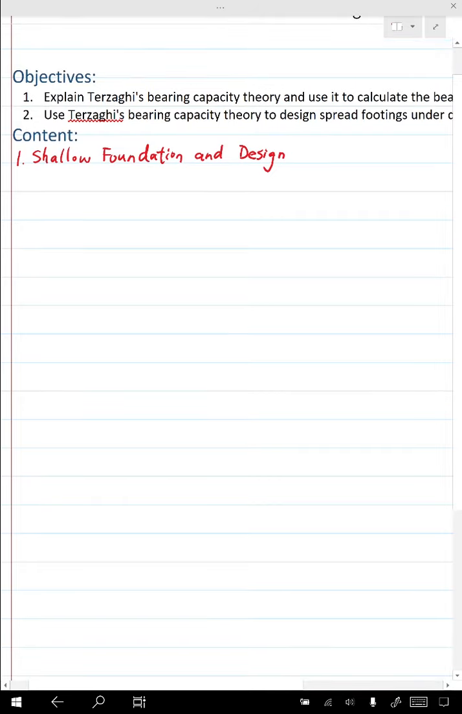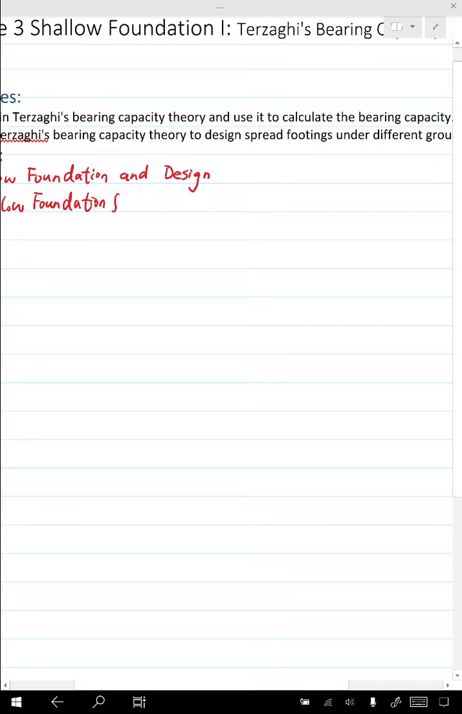So for shallow foundation, what are shallow foundations? From their names, we can see that they're kind of shallow. And I will offer a criterion to tell what is shallow for shallow foundation. And shallow foundation can be divided into two categories. One category is spread footings.